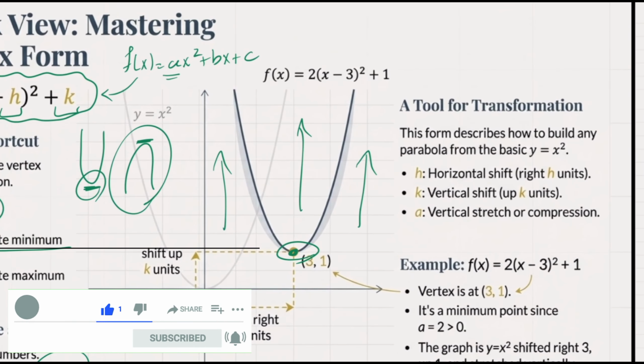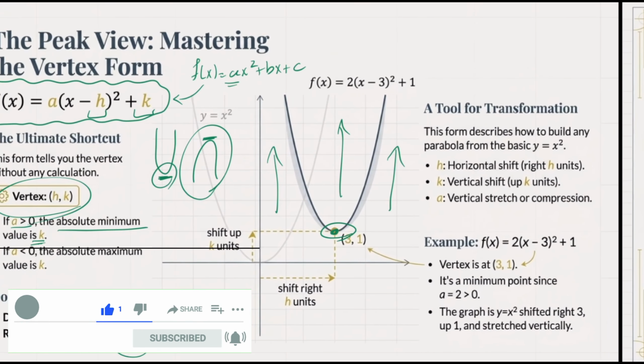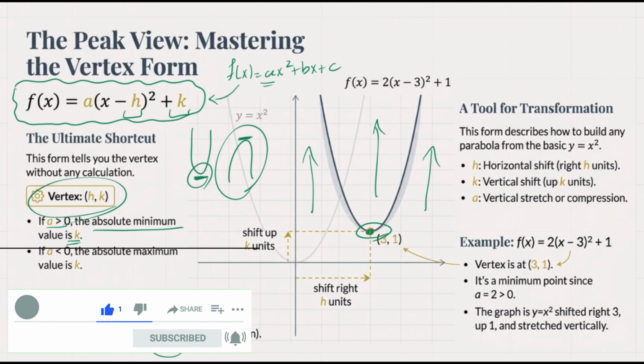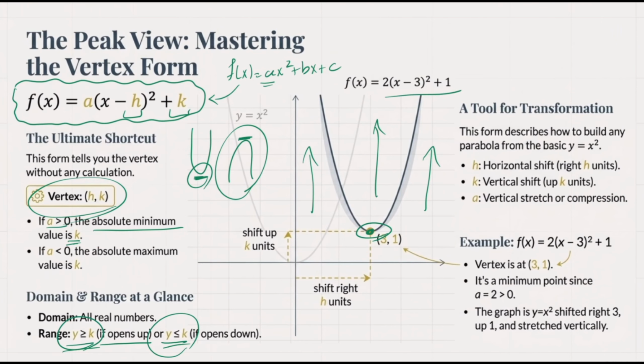But just before that, let's see an example. Imagine that we already have the vertex form, and it is like this: 2 times (x minus 3) to the power 2 plus 1. Obviously, you remember how we can draw this one.